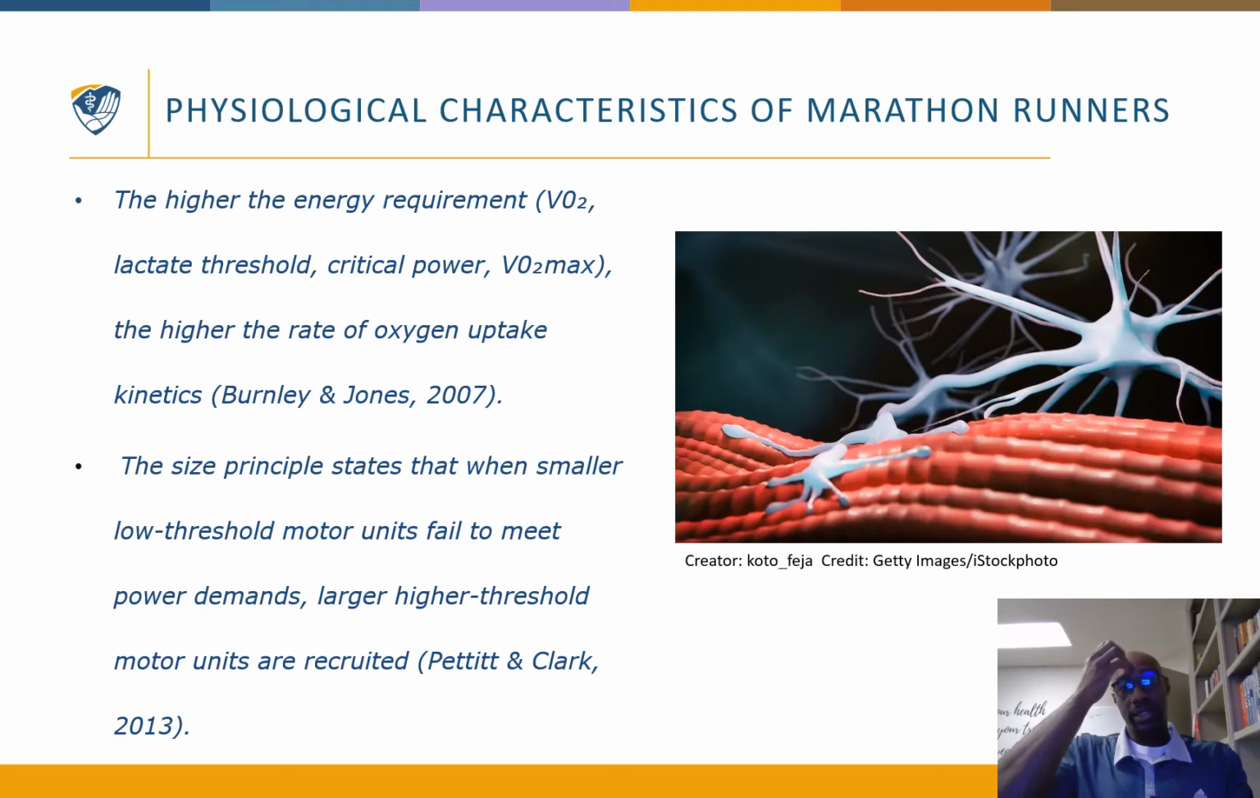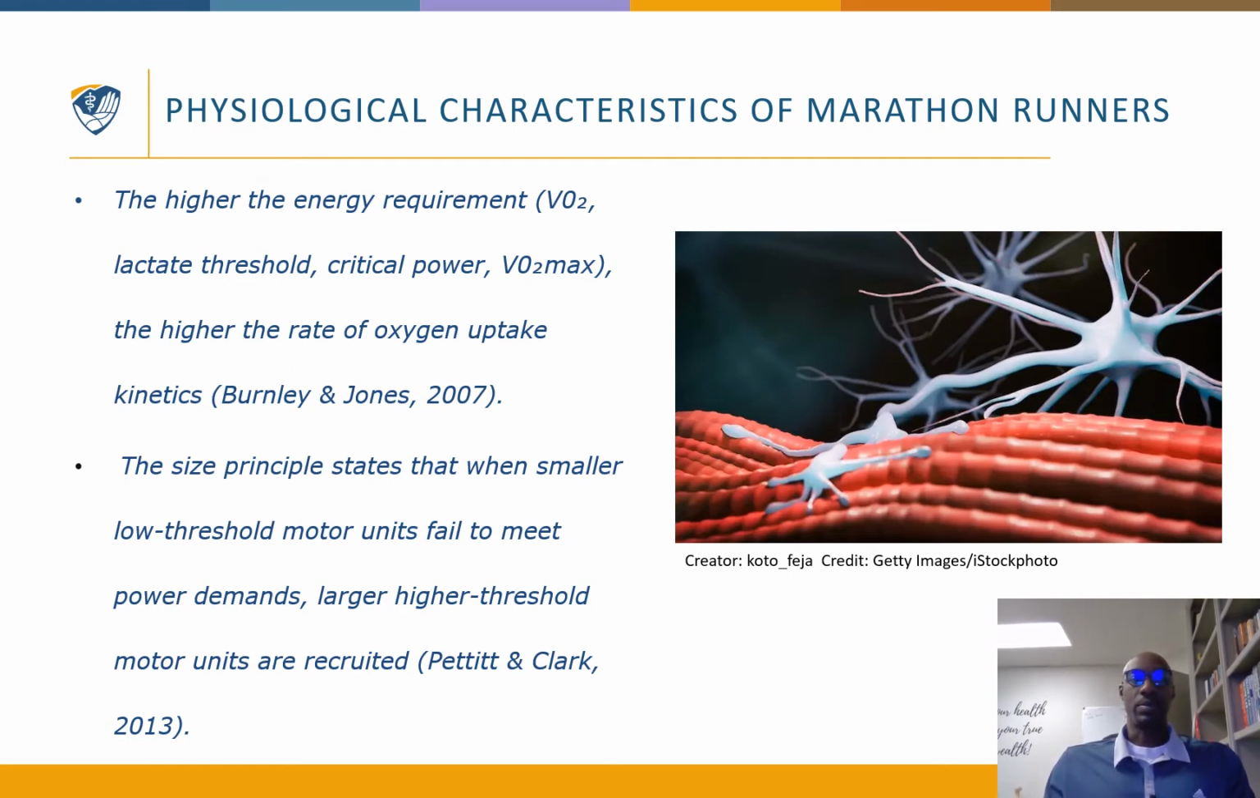So the higher the energy requirement from VO2 lactate threshold, as well as your critical power and your VO2 max, these higher energy requirements are taxing, and they require the rate of oxygen to be shuttled. This is where we look at oxygen uptake kinetics, and that's really the movement of oxygen throughout the system.